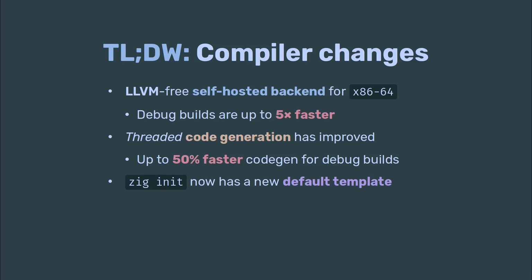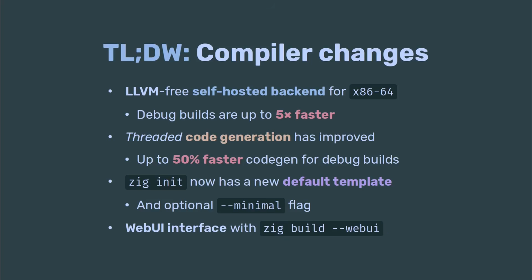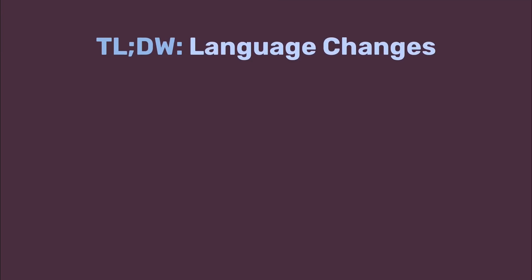Zig init now has a new default template and an optional minimal one. And there's now a web interface for the build system with Zig Build Web UI. Then the language changes. The async and await keywords were removed, and they will not be back. We may get low-level stackless coroutines in the future. See the detailed section for more.